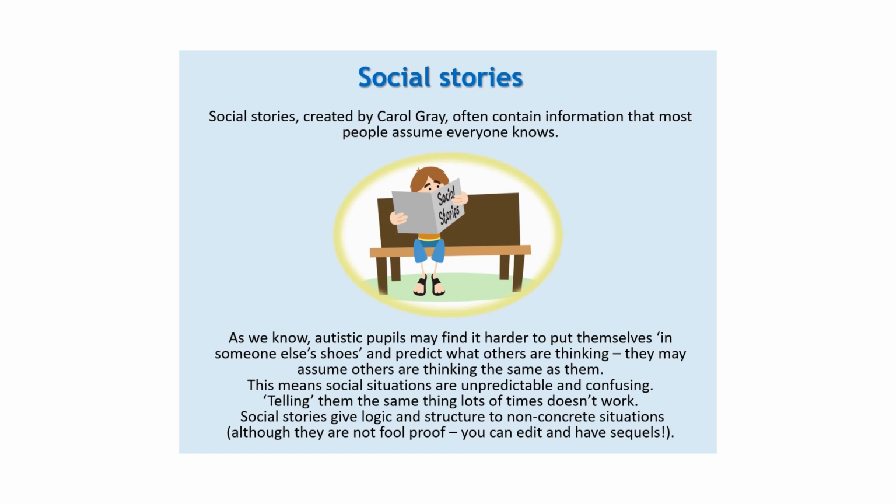Social stories. Social stories created by Carol Gray often contain information that most people assume everybody knows. As we know, autistic pupils may find it harder to put themselves in someone else's shoes and predict what others are thinking. They may assume others are thinking the same as them. This means that social situations are unpredictable and confusing. Telling them the same thing lots of times doesn't work. Social stories give logic and structure to non-concrete situations. Although they're not foolproof, you can edit and have sequels.